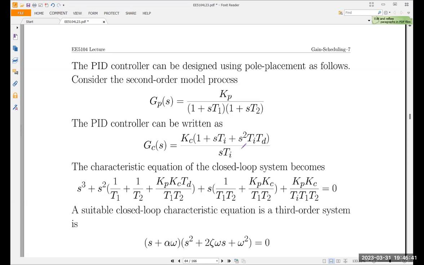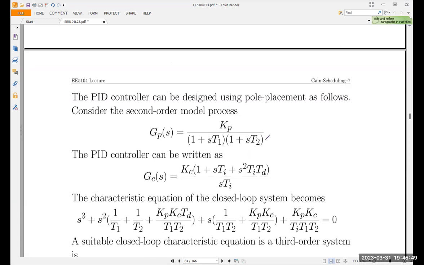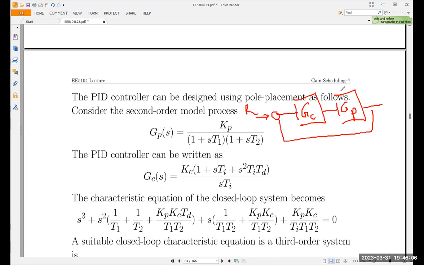One of the standard methods is to use pole placement. So I just use pole placement. That's one of the most common ones. How does pole placement work? In just a 1 minute revision, if you have the controller here, the plant here, then this is the standard control loop, R, Y, then Y over R is GC GP over 1 plus GC GP.